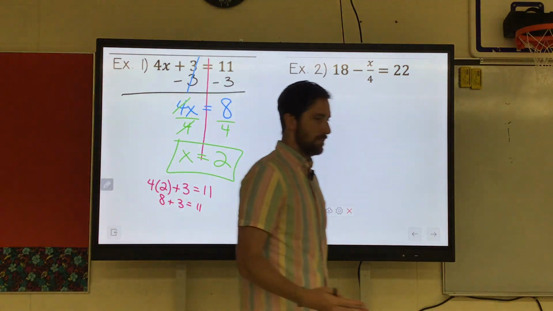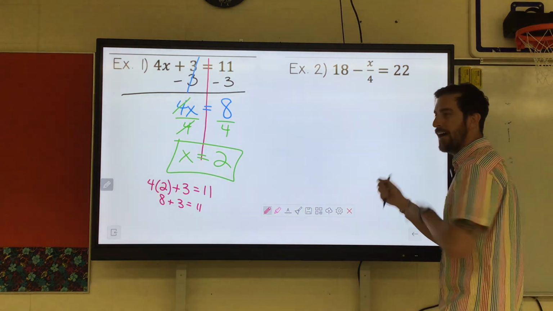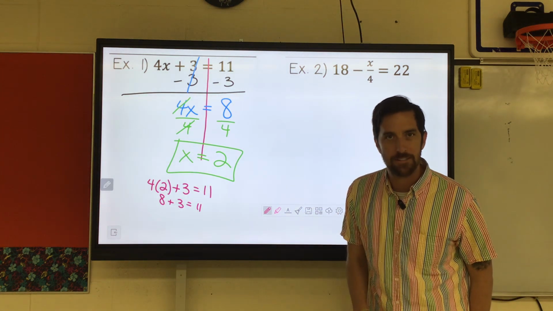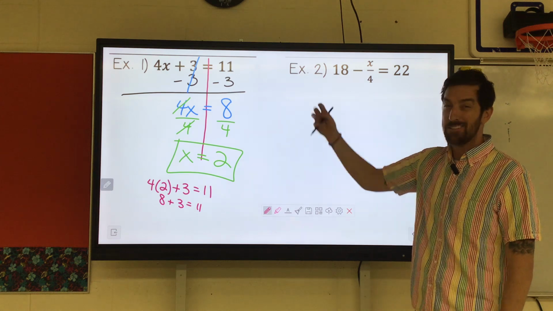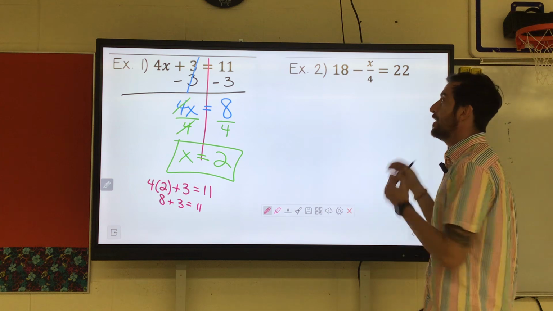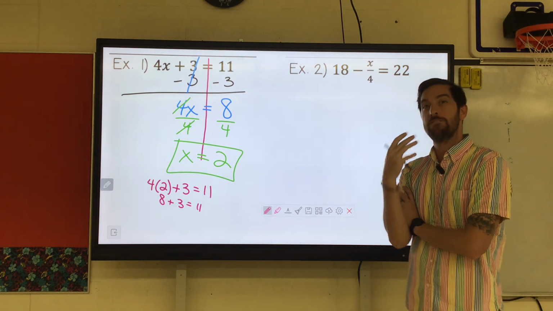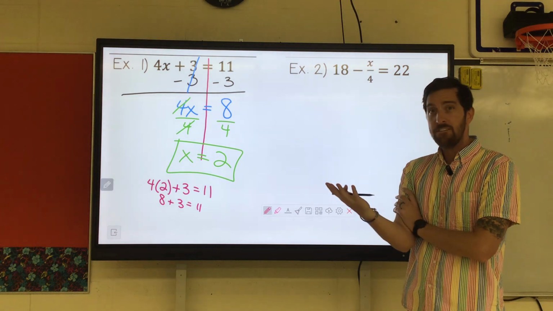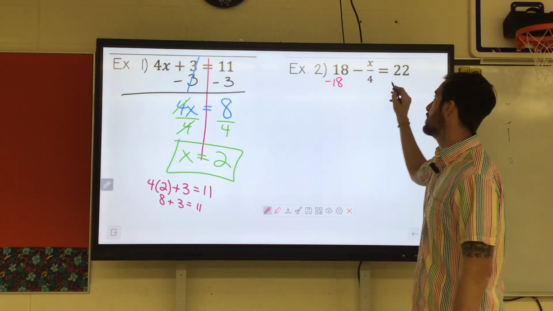Example 2. This is a toughie because a lot of people will see the minus in there and say the opposite of minus is plus. But if I add 18 to both sides, 18 plus 18 would be 36. We're trying to get rid of the 18 here. It's out in front. It's positive 18. What is the opposite of positive 18? Negative 18. So we're going to actually subtract 18 on both sides here.